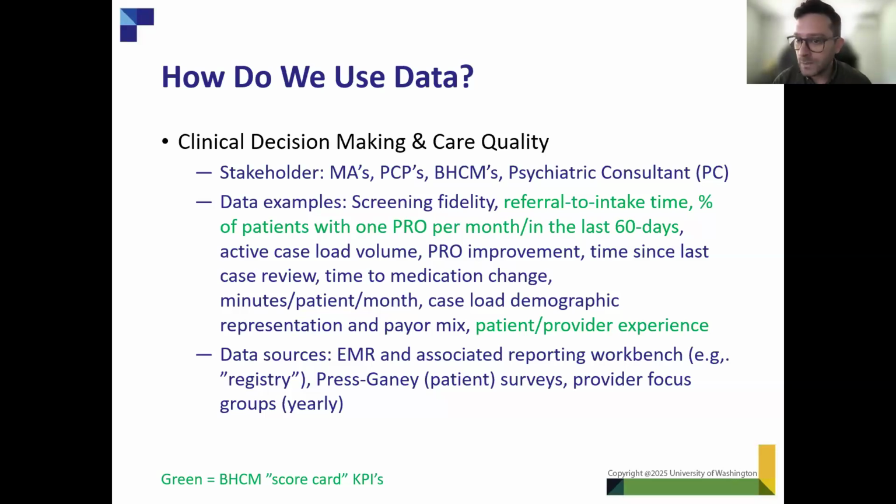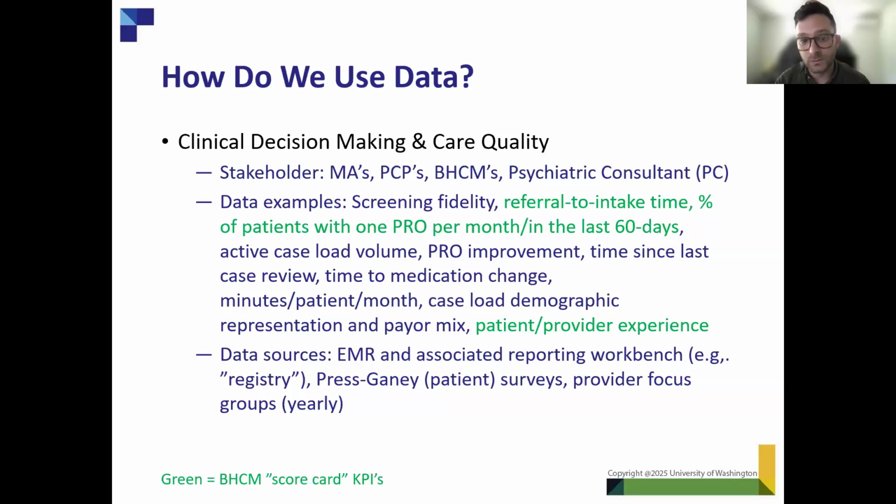Here are some data examples. Again, a lot of these are the things that Diane already pointed out, but screening fidelity, referral to intake time, what percent of patients who are referred to our program actually make it onto our active caseload, so the conversion rate, what percentage of patients have at least one patient-rated outcome per month in the last 60 days, how many patients have had a case review and when was the last time they had a case review, how long does it take for medication changes to occur on the PCP side from the point where, for example, a psychiatric consultant makes a recommendation. And we also look very closely at things like caseload demographics and payer mix to make sure that the program is sufficiently providing enough equity of care.